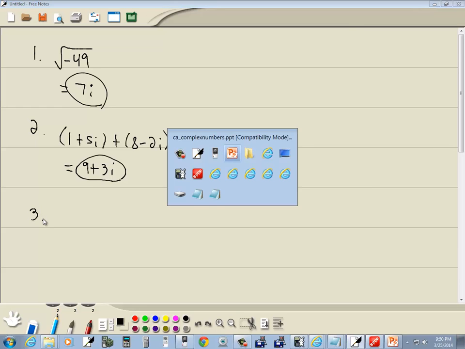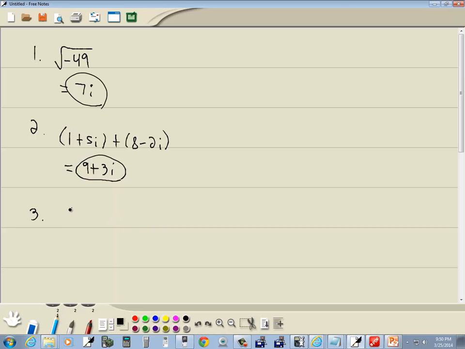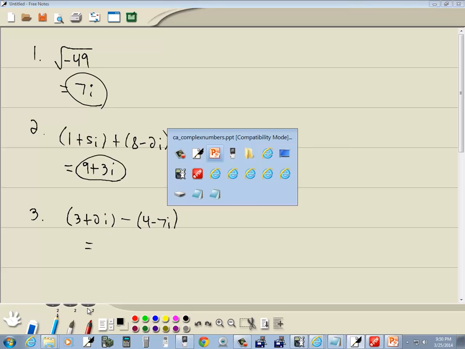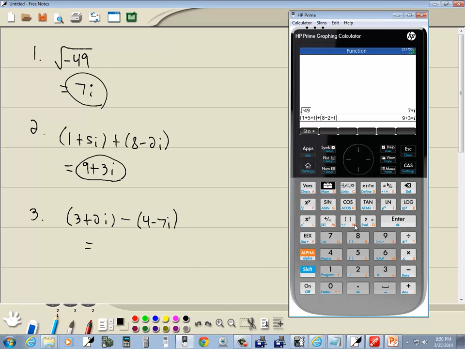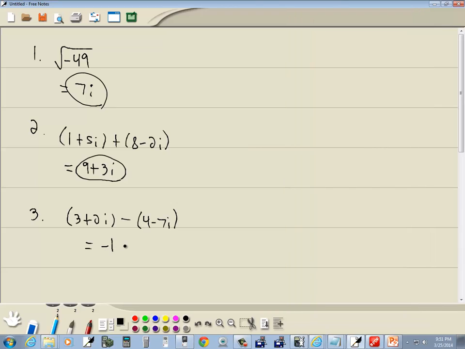Okay, let's look at subtraction. We've got 3 plus 2i minus 4 minus 7i. Again, we pretty well type it as we see it. So I'll push my parentheses, I'll do 3 plus 2 and then shift 2 for the I. I'm going to right arrow key to get it out of the parentheses, then minus, and I'll choose my parentheses, 4 minus 7, and then I'll do my shift 2 for the I, and then press enter. That gives us negative 1 plus 9i.